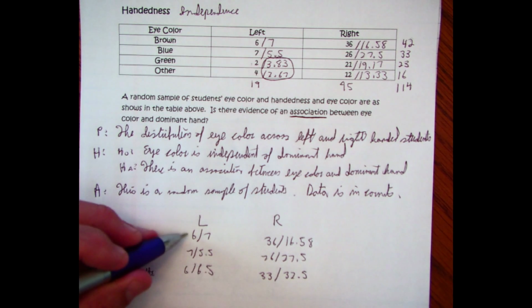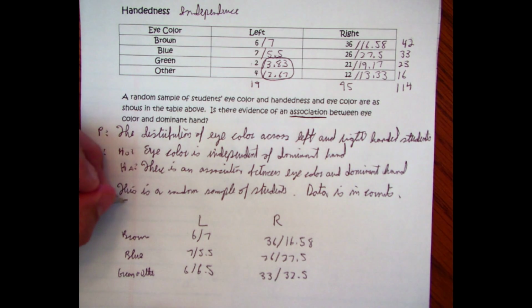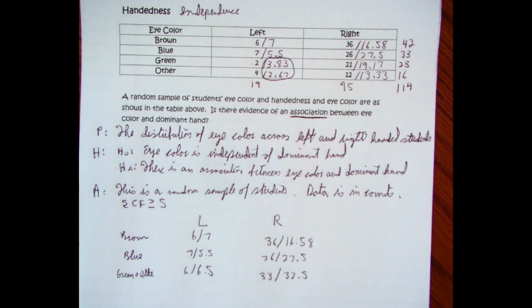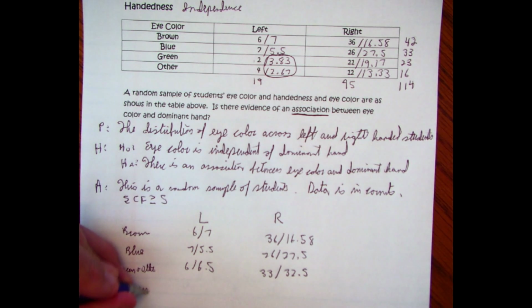Okay, so that is going to be our observed and our expected values. So now all of our ECs are at least 5. So sometimes you've got to combine some categories to make it go. Name the test. Again, chi-square test for independence.